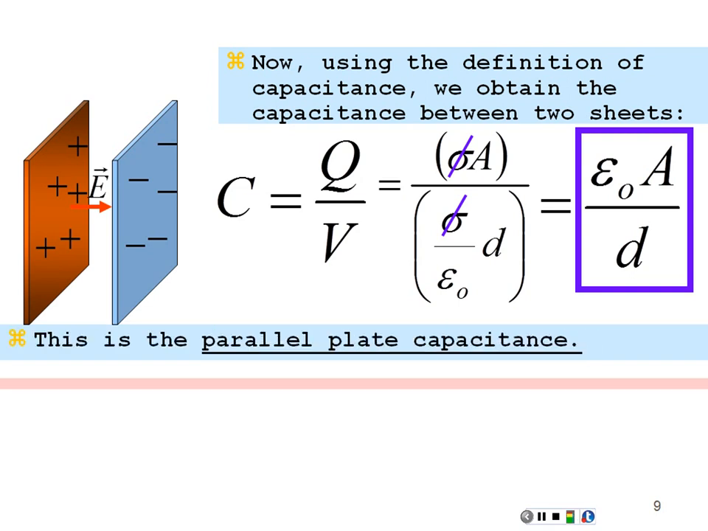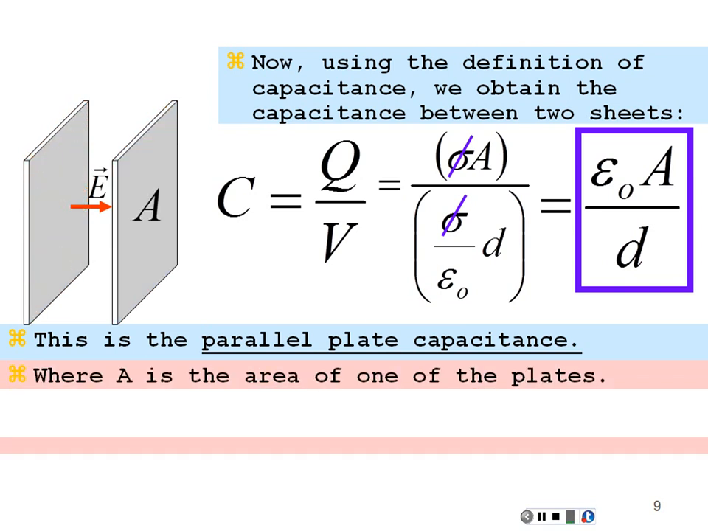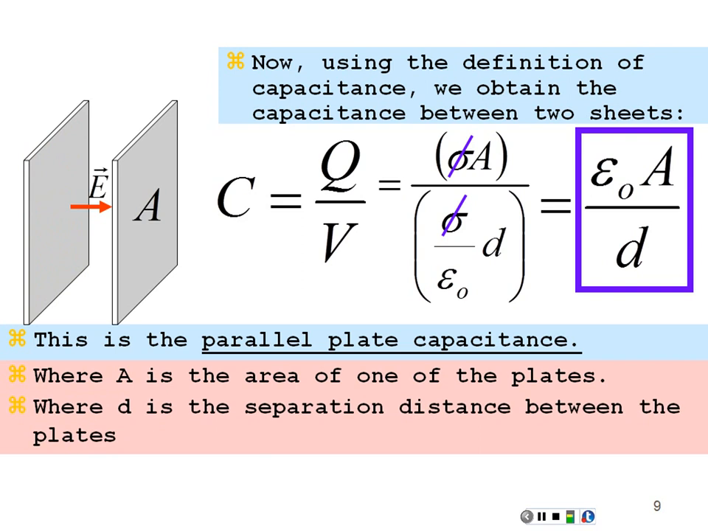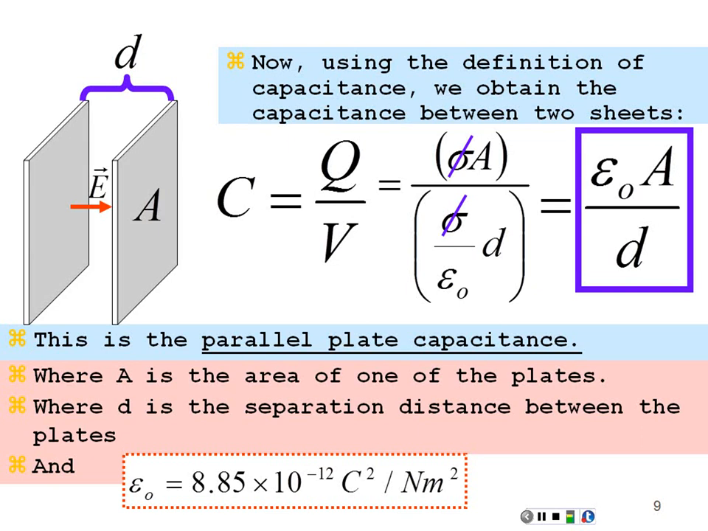So this is the parallel plate capacitance, where A is the area of one plate, d is the separation distance, and epsilon naught is the permittivity of free space, that famous universal constant that you know and love, 8.85 times 10 to the minus 12 coulombs squared per newton meter squared. What's neat about this result is, again, it only depends on geometric factors: how big are the plates, A, and what is the separation distance between the plates, d.